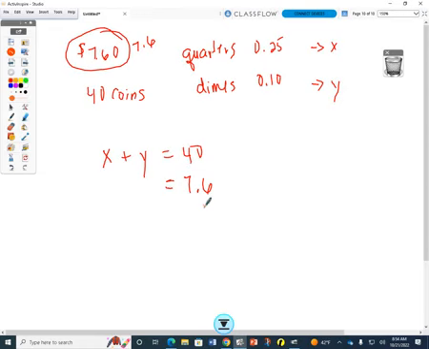So we're going to say some number of quarters times the value of a quarter. So 0.25 times x. Let me scroll down a little bit.